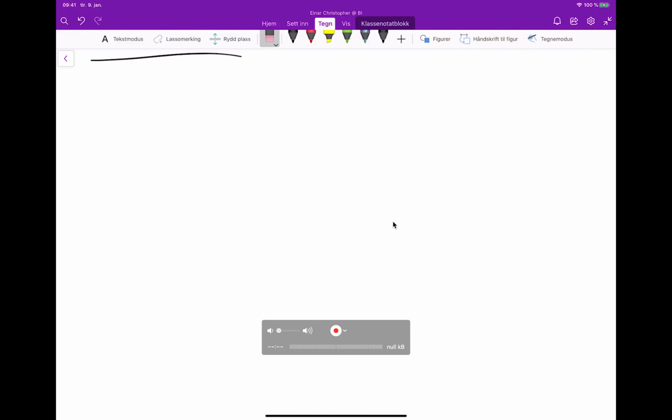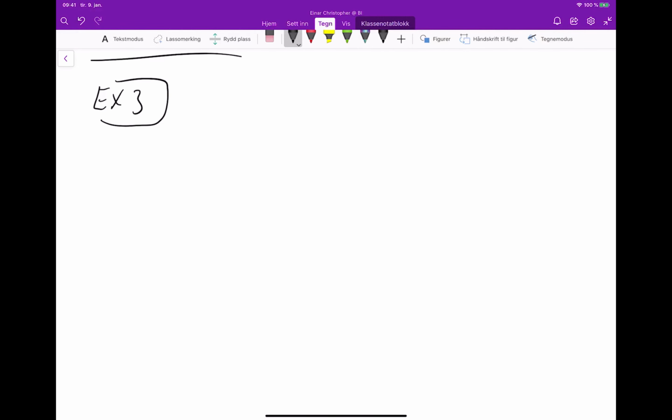Hello, then we continue this homework 2 with exercise 3. So here it comes. Exercise 3. First, a little information which we get in the text.